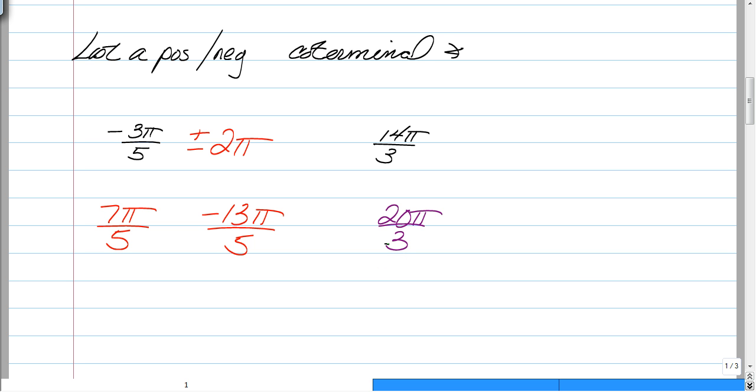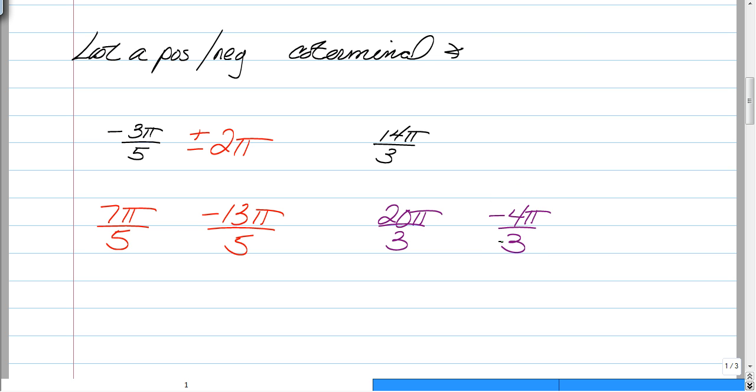14 pi over 3 and subtract 2. And you're probably not going to be there yet, so you're going to have to subtract 2 again. You just keep on subtracting 2 until you get to a negative decimal in your calculator. Then you just change it to a fraction, and that should be negative 4 pi over 3.